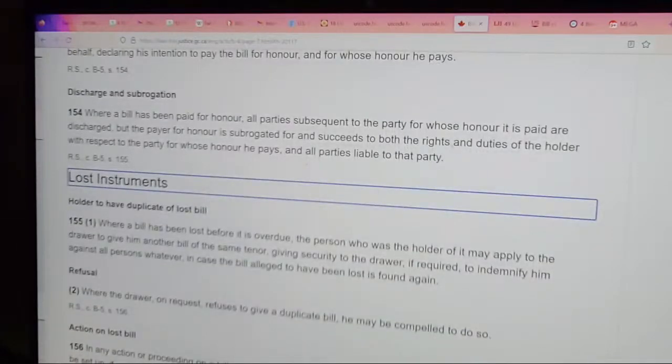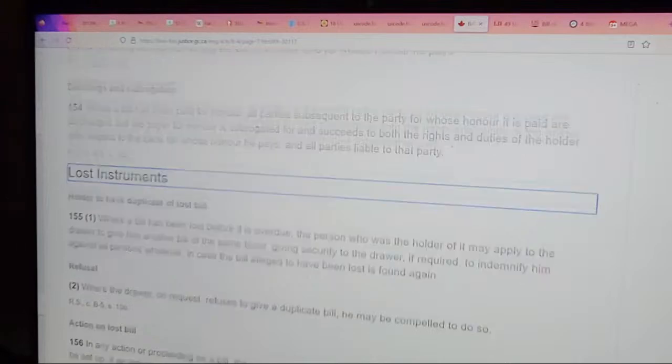Discharge and subrogation. Where a bill has been paid for honor, all parties subsequent to the party for whose honor it is paid are discharged, but the payer for honor is subrogated for and succeeds to both the rights and duties of the holder with respect to the party for whose honor he pays, and all parties liable to that party.